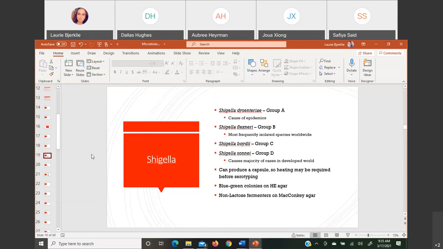Shigella does have a capsule, so a lot of times if they're going to serotype it and really break down what it is, they have to heat it up to serotype it.